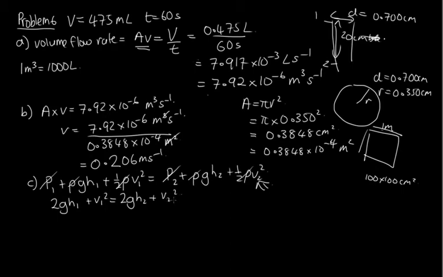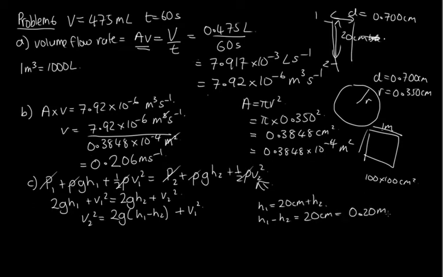So let's rearrange it and make v2 squared the subject. So we've got v2 squared is equal to 2g, and now on this side we've got h1 minus h2. That 2g is a common factor, and then we've got plus v1 squared. So now we know what all of these things are. We don't know h1 and h2, but we know that h1 is 20 centimeters above h2. So we know that h1 minus h2 is equal to 20 centimeters, which is 0.20 meters.